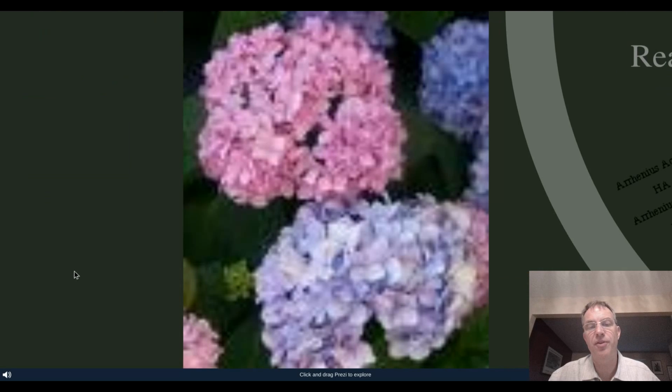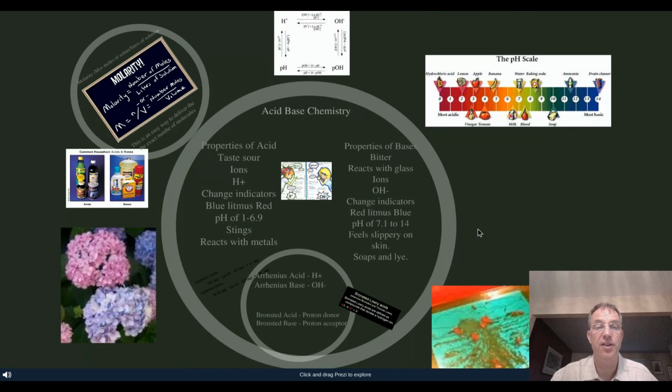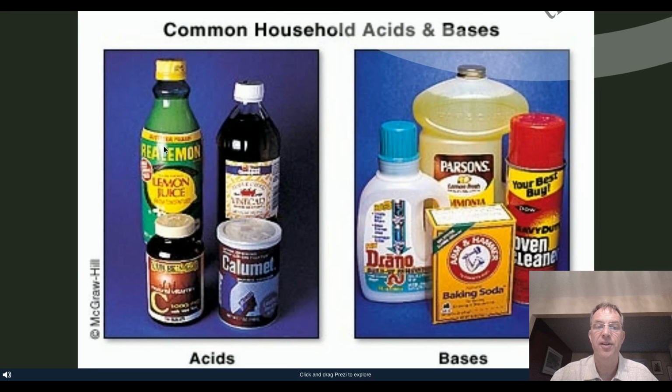These hydrangea bushes are in my front yard because if you mix a little coffee grounds in the soil, you slightly change the acidity in the soil, and you can change the color of the plant because it essentially is an acid-base indicator. These are common acids and bases you can find: lemon juice, vitamin C.